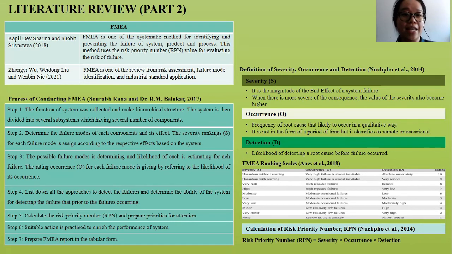S, O, and D refer to severity, occurrence and detection. Severity is the magnitude of the end effect of the system failure. Occurrence is the frequency of a root cause that is likely to occur, in a qualitative way. Basically, it is not only in the form of a period of time, but also classified as remote or occasional. The third one is D, which is detection. Detection can be considered as the likelihood of detecting a root cause before failure occurs. For calculation, the formula we use for RPN is S times O times D.